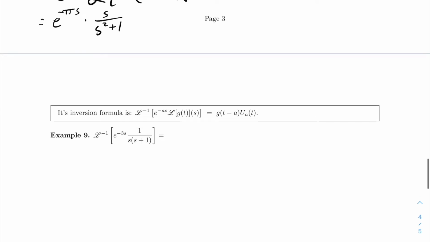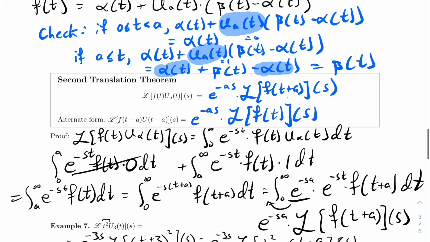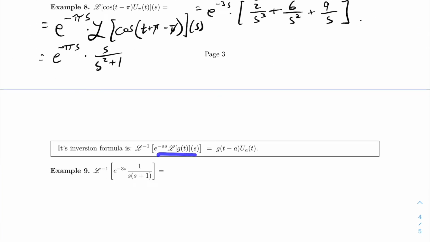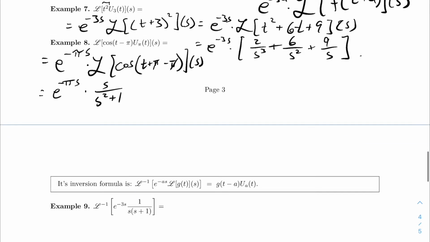All right, we can invert this too. So the inverse Laplace transform of e to the negative as times the Laplace transform of g of t, evaluated at s, is equal to g of t minus a times u_a of t. So what you should take away from this is that we're really just taking this same exact formula and writing it backwards. This formula is kind of complicated in my opinion. I have a tough time wrapping my head around it sometimes, as you can obviously tell. But yeah, so for the inverse Laplace transform, we're really just reversing all the roles. I don't know why we decided to go with g's instead of f's here, but it's all the same.